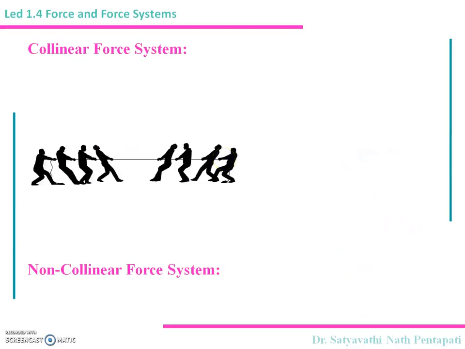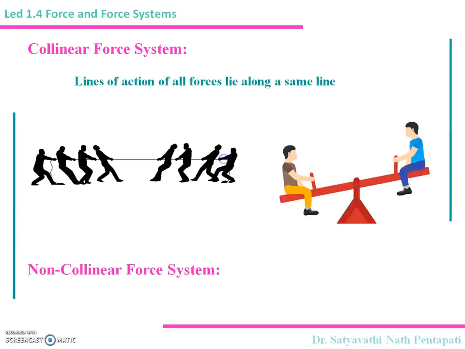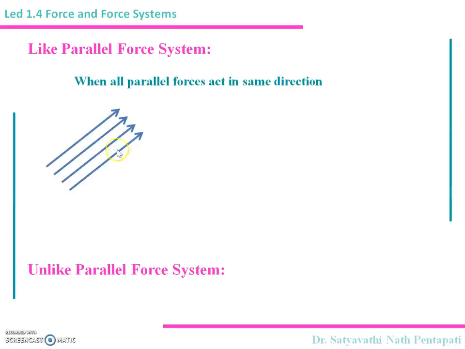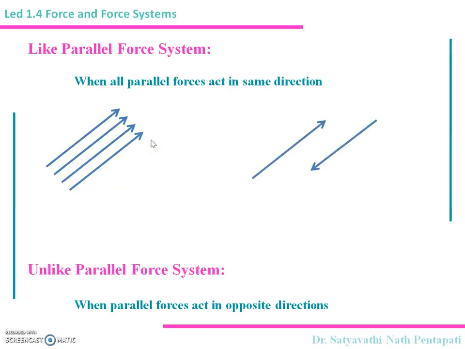The famous game tug of war is an example of a collinear force system, and the forces of these two men acting on the seesaw are an example of a non-collinear force system. Now the next classification. Within the parallel force system, we can classify them as like parallel and unlike parallel force systems. Like parallel force system means all the forces are in the same direction. Unlike means they are in opposite directions.